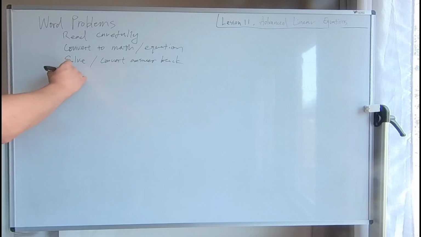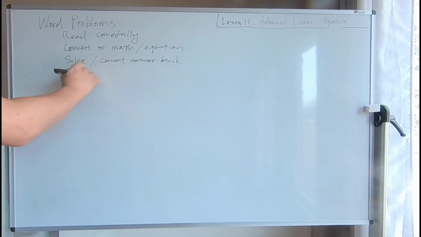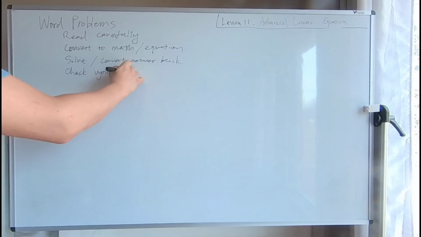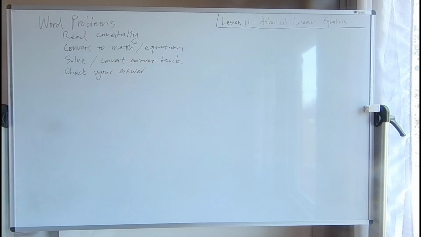And finally, as always, once you solve your equation, you will need to check your answer. Here, we'll probably show that you can check your answer either by still using the equation, or you can also check your answer by directly putting it back into the word problem and checking it verbally. Okay, so let's start seeing some examples about word problems.